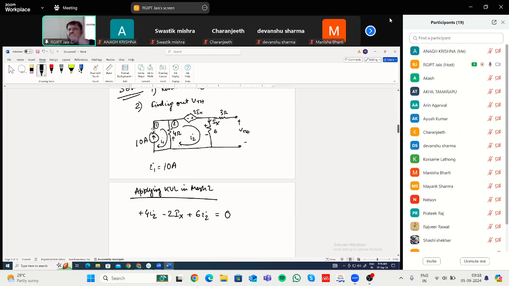Now, one equation, two unknowns. I2 and Ix, both are unknown. So Ix, you can see Ix is in this direction, and you have considered I2 is also in the same direction. So this Ix will be nothing but equal to I2. This Ix will be nothing but equal to I2.